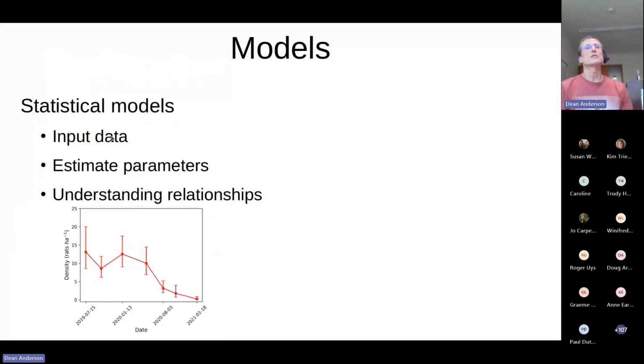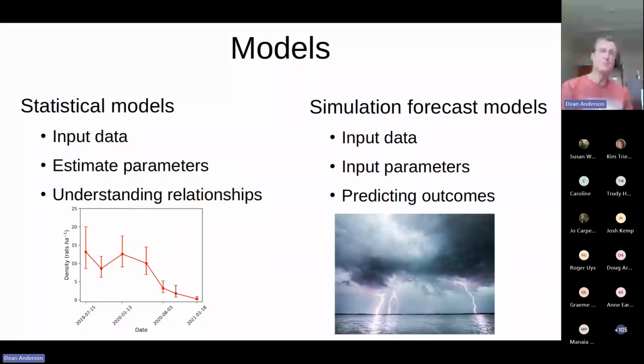Okay, so in science, there are two main kinds of models. There are statistical models. And in those models, we input data and we estimate parameters that allow us to understand relationships, such as this graph here, in which we estimate density given capture data and what influences density over time. Simulation models are another kind of model where we forecast outcomes. And in these models, we input data, and input parameters as well. We're not estimating them. And then we predict outcomes, such as whether or not it's going to rain tomorrow.